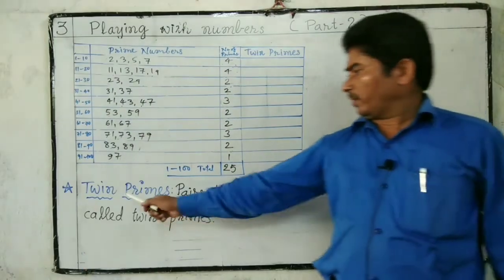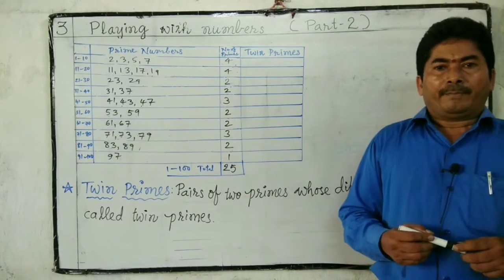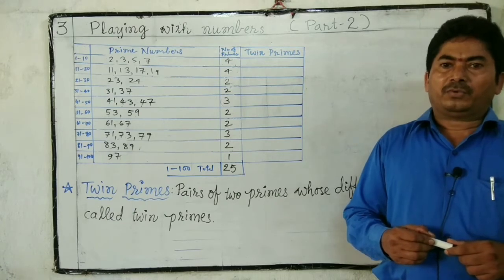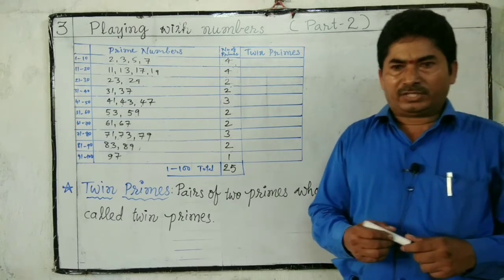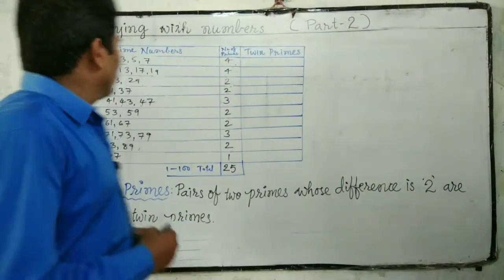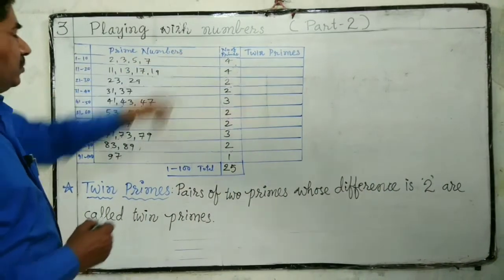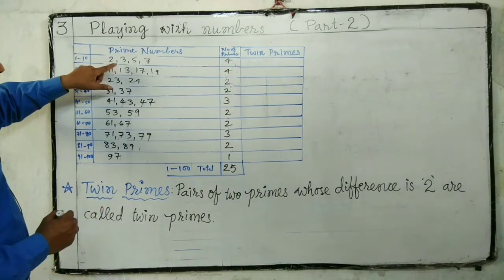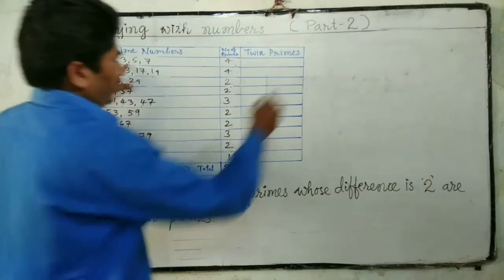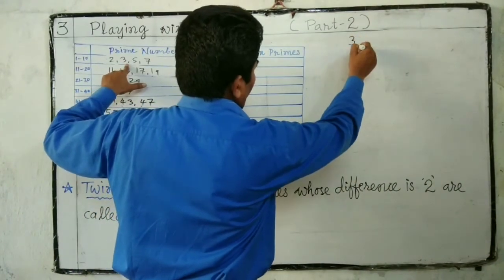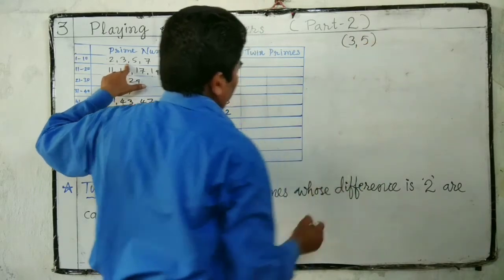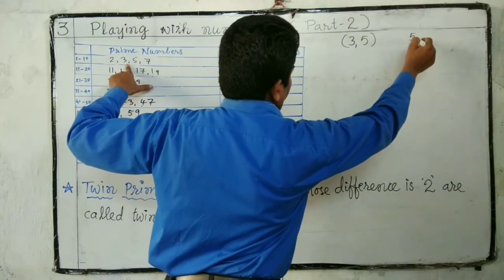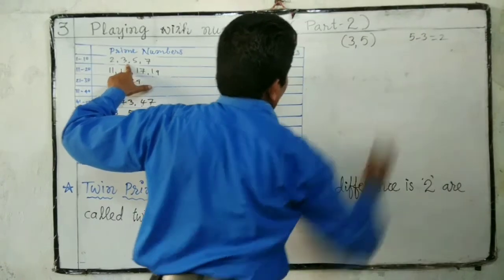Next, twin primes. Pairs of two primes whose difference is 2 are called twin primes. Let us see twin primes from this prime numbers chart. Example, 3, 5. The difference of these numbers is 5 minus 3, 2.